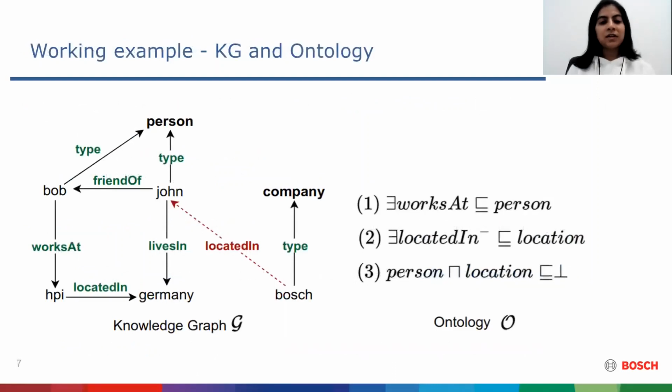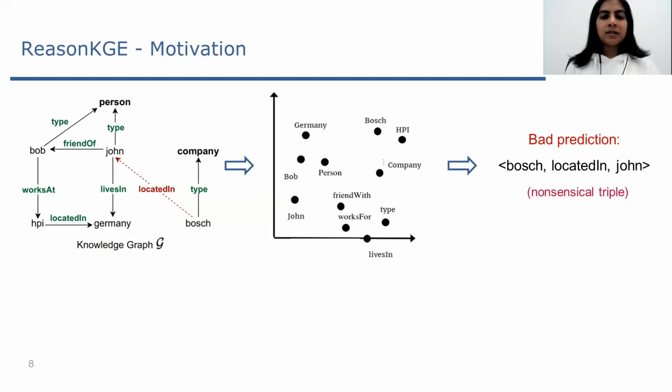To further discuss our approach, let us consider this example knowledge graph and the accompanying ontology. The ontological axioms state that the domain for the works at relation should be person, the range of the located in relation should be location, and the person and the location classes are disjoint with each other. Let us consider that an embedding model was trained on top of this knowledge graph, and we have a bad prediction, Bosch located in John, which is semantically incorrect.